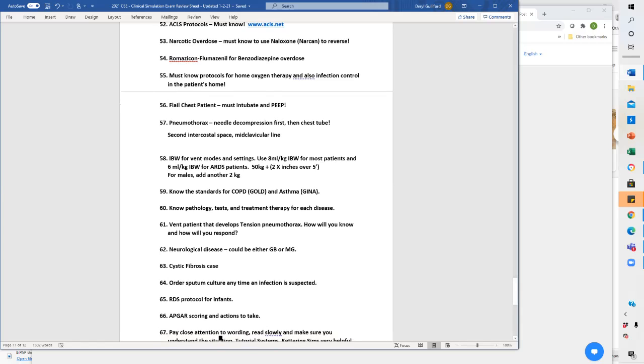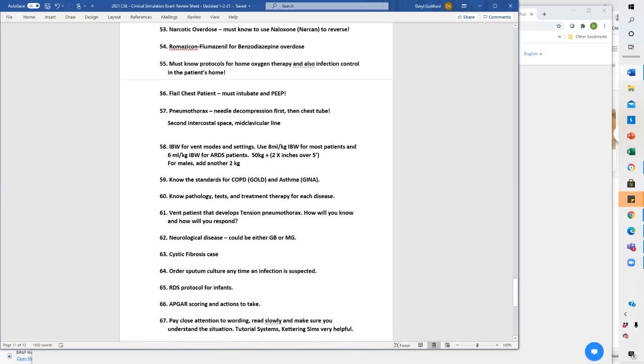RDS protocol for infants. A really important thing to know is that every premature infant, every infant with RDS benefits from surfactant. So go ahead and order the surfactant, okay? Some kids benefit a lot, some benefit a little, but they all benefit, so don't hold back. Go ahead and give surfactant to every premature kid, and then ventilate them, and we're going to keep the pressures below 25. That's important. Keep the ventilatory pressures below 25.